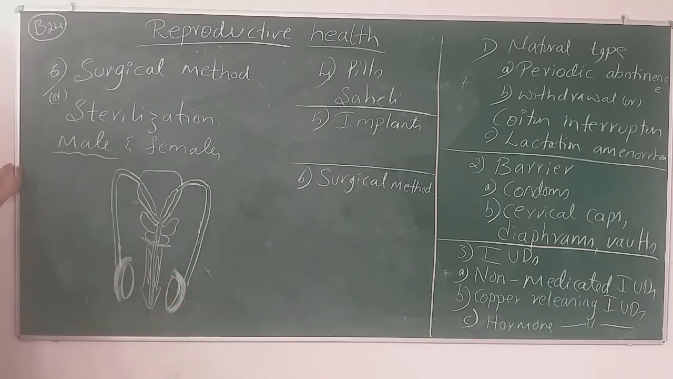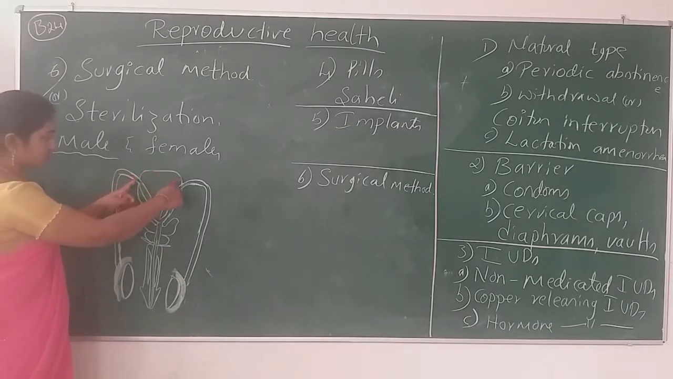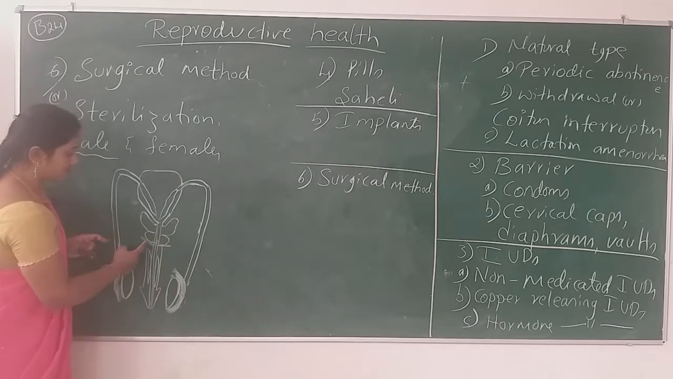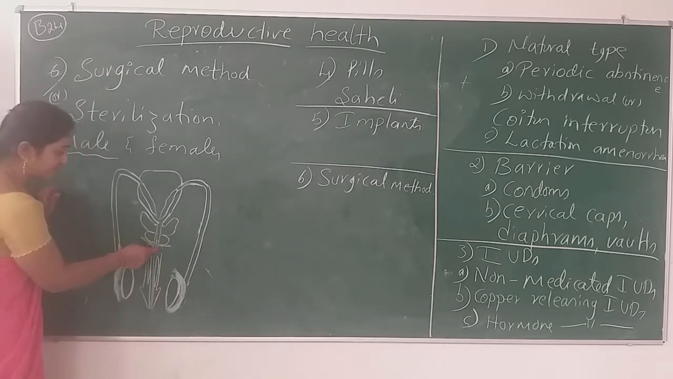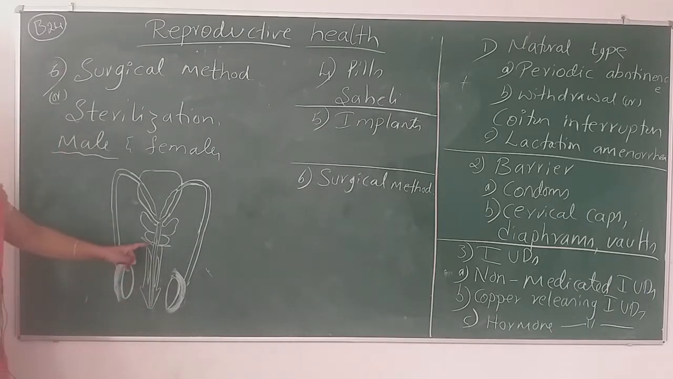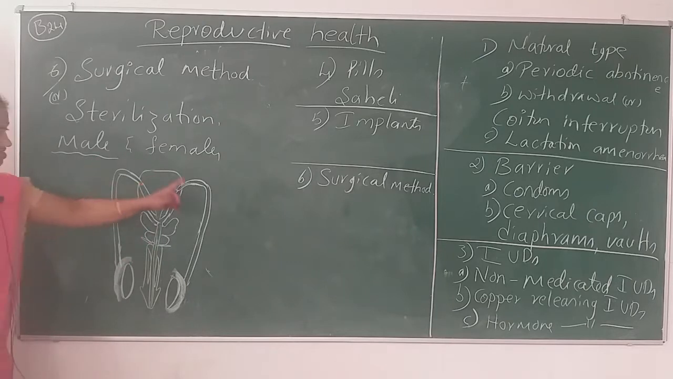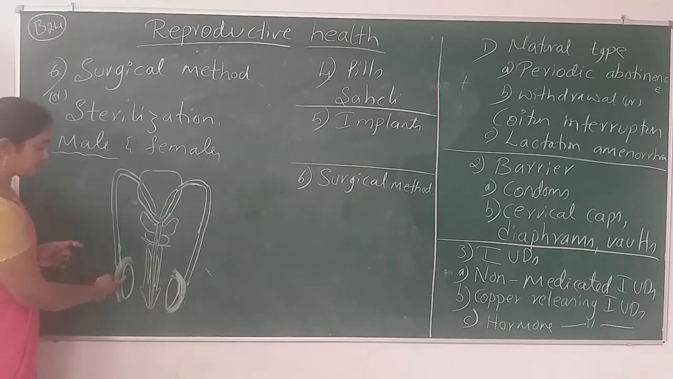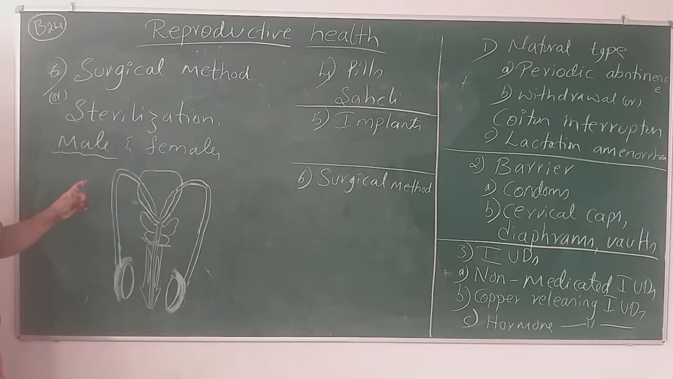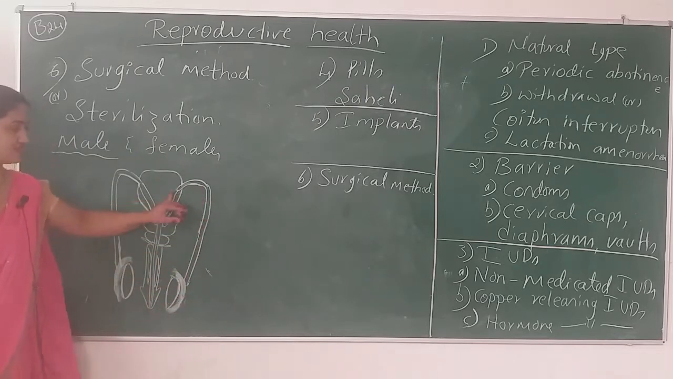On the board we have a structure of the male reproductive system. This is the urinary bladder, seminal vesicle, prostate gland, bulbourethral gland, and the external genitalia, glans penis. And one more thing, a pair of testes and the epididymis, and the very important one is the vasa deferens. We are concentrating only on the vasa deferens.